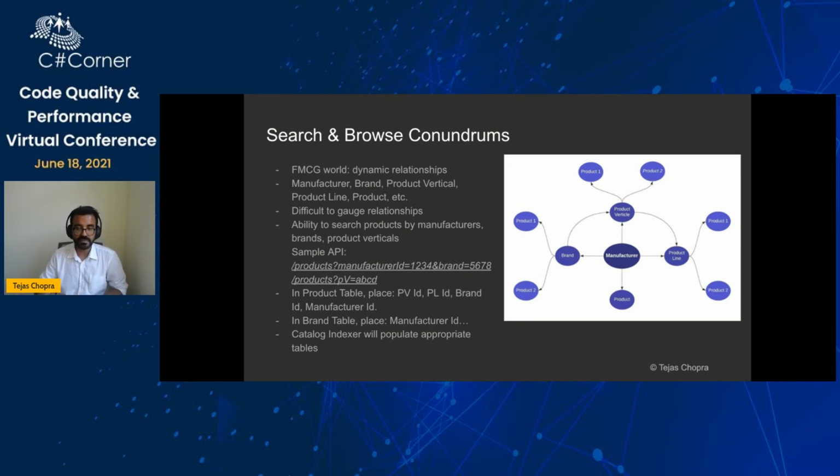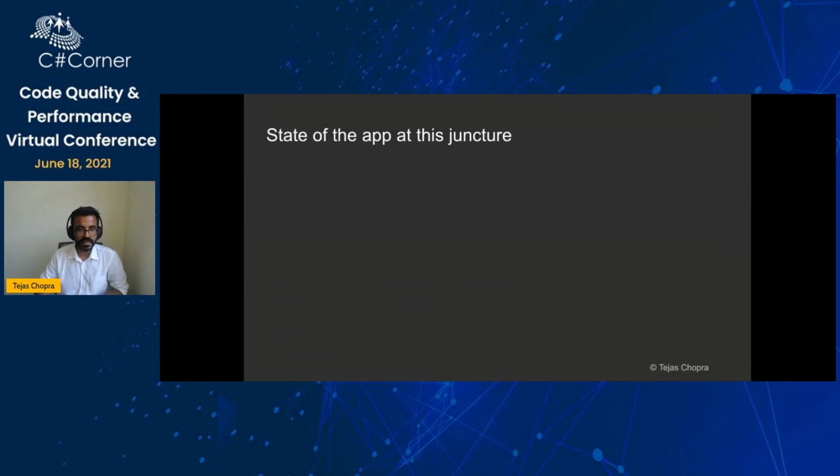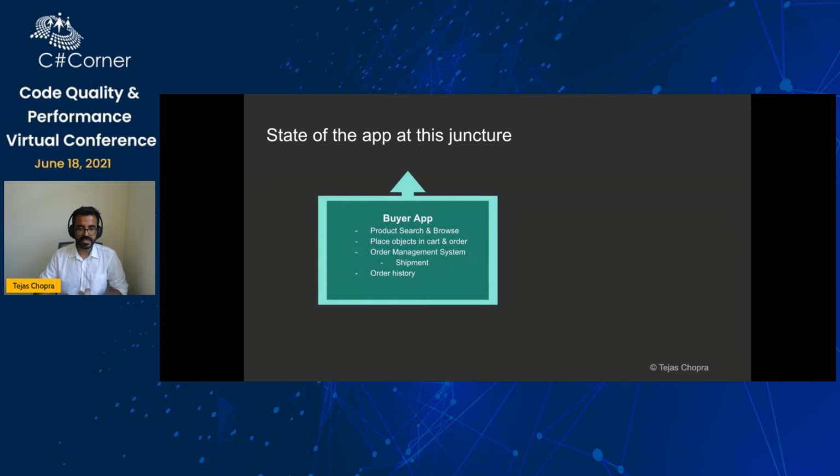So these were some of the search and browse conundrums that we had to deal with. At this point, after we dealt with all of this, the state of the app was that the buyer could do product search and browse and place objects in a cart and order. And there was an order management system as well in place where he or she could track their shipments and inventory and look at their order history.